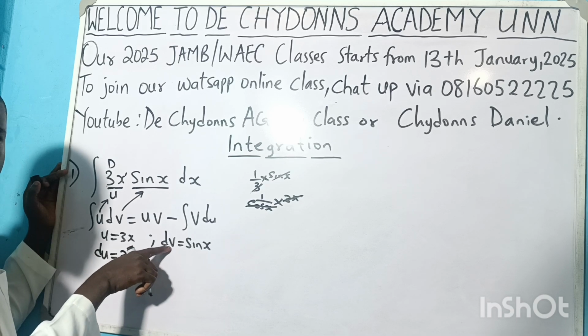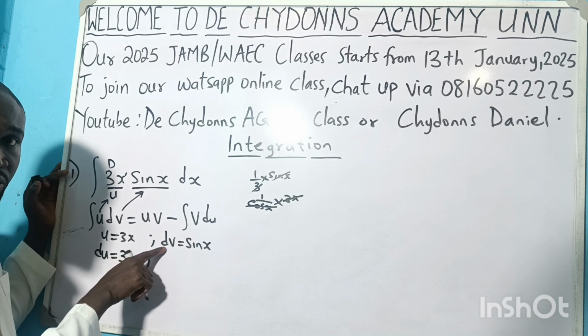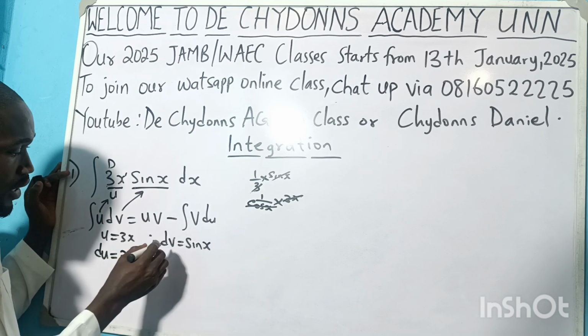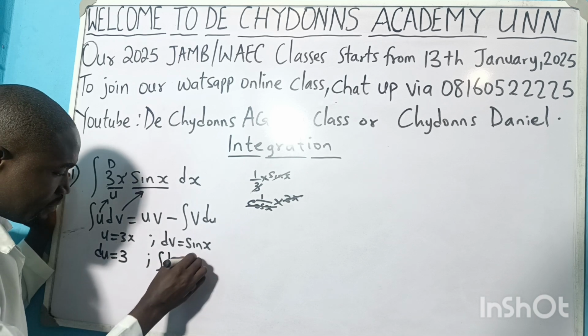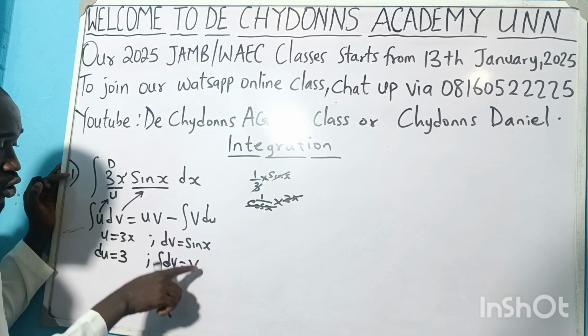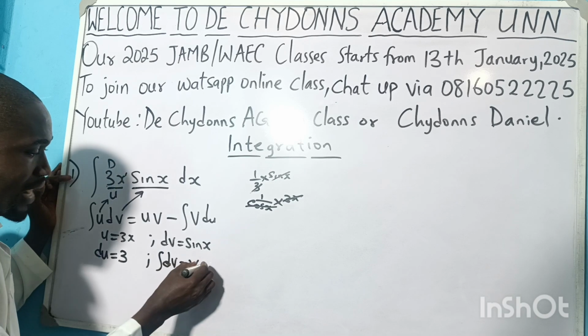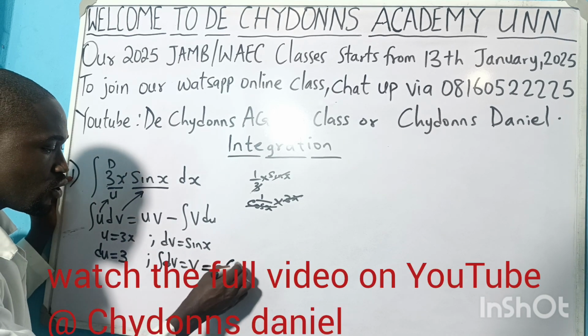Then this is the dv already. To get your v, you have to integrate. If you integrate a differentiation, you get the function itself. If I integrate the dv, I will be getting v. That is what I mean. If you integrate a differential, you get the function itself. And this will be giving you what? Integrate sine x, you have minus cos x.